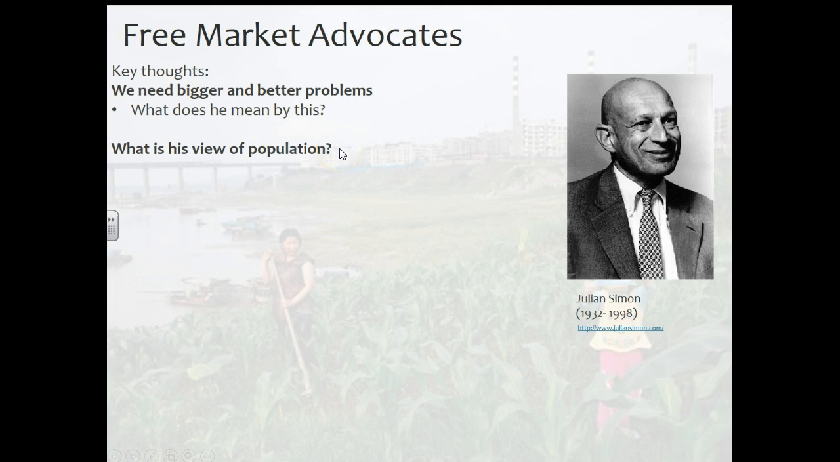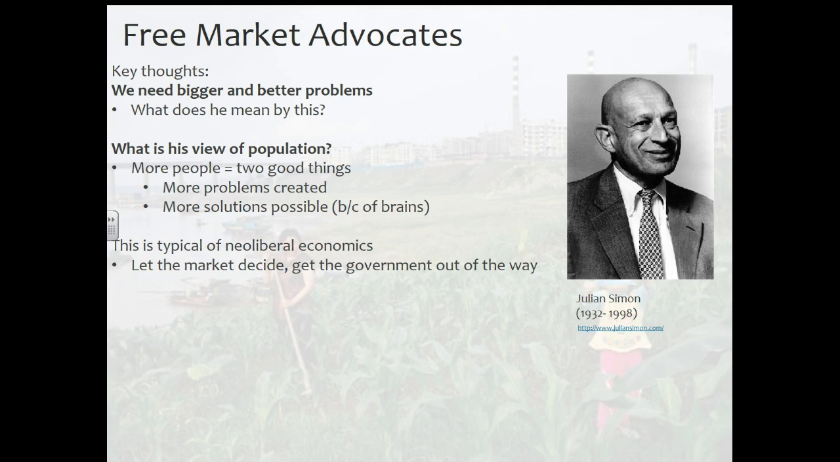Okay? And his view of population is that we need more people, actually, because it creates more problems and more solutions. The more people we have, the more we're able to solve these problems. And this is very typical of neoliberal economics. Okay, so just let the market decide, let prices send signals, and then the market as a whole will figure out the solution.